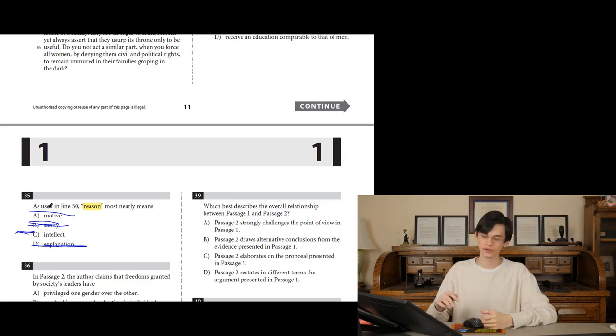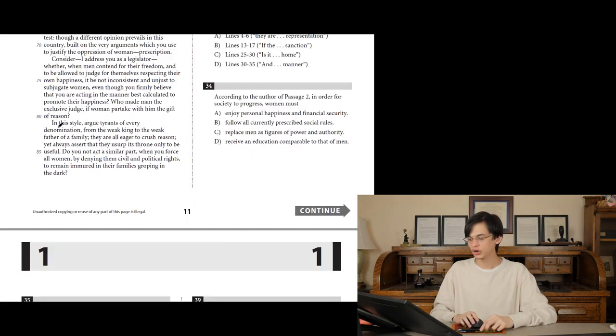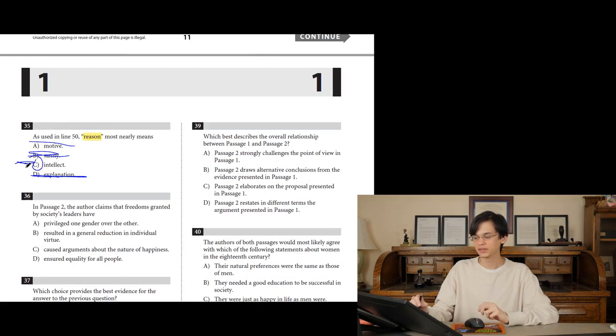B is kind of a little bit crazy with its sanity. What are we talking about here? We're talking about women's ability just to think, to reason and think about things. Or freedom strengthen her intellect. The answer number 35 is going to be C.